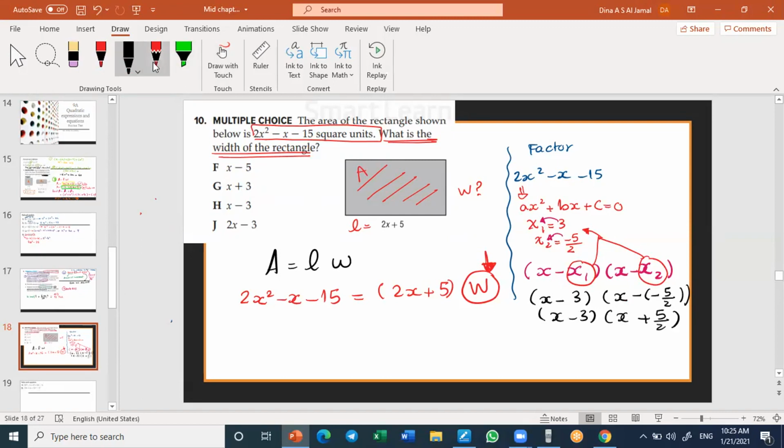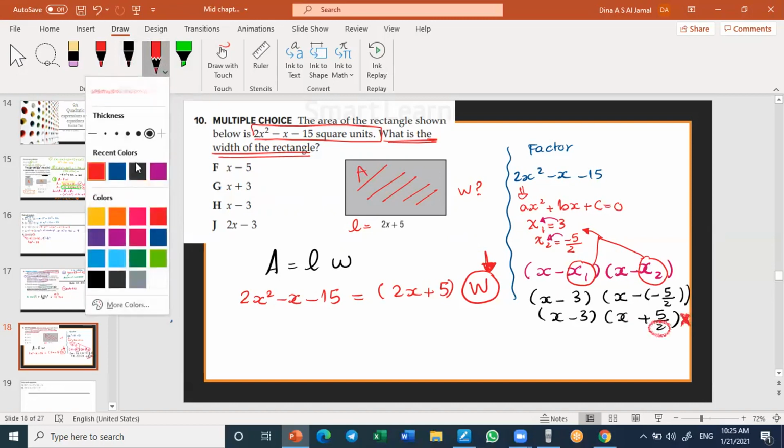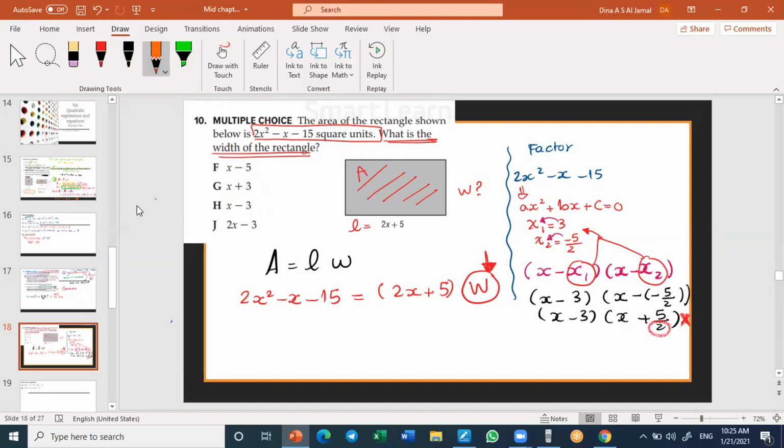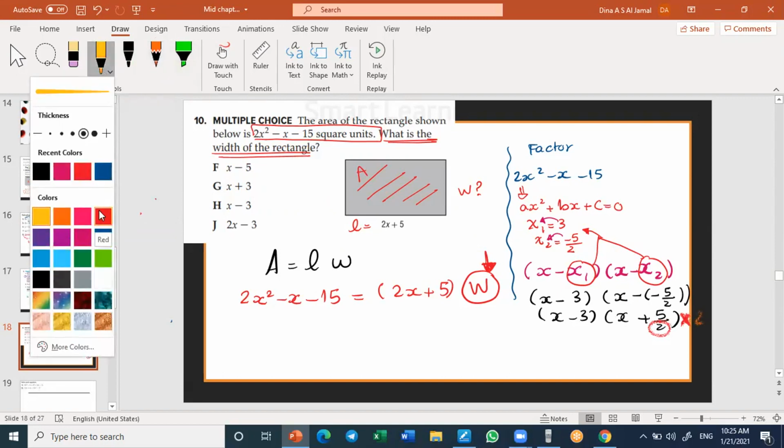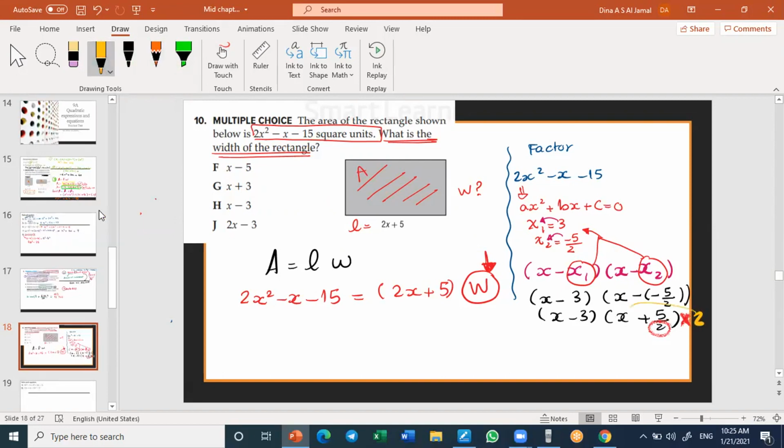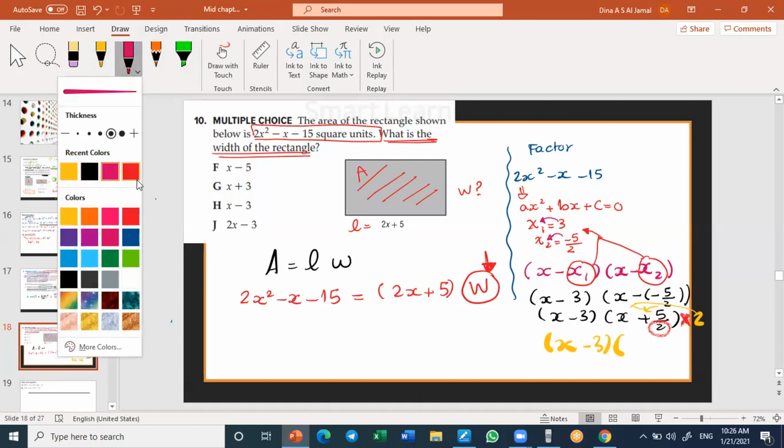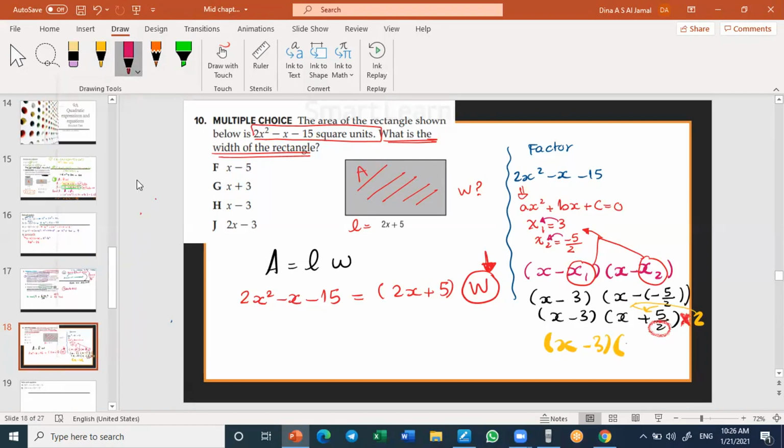Now pay attention. Whenever you are having a fraction, you will be multiplying both sides with the number in the denominator, and at the same time you will be applying the distributive property on this. That means x minus 3, 2x. Now let's go to the other. After the distributive property, 2x plus 5.